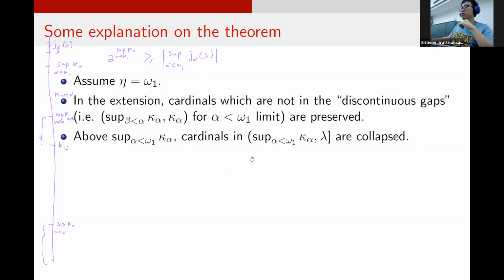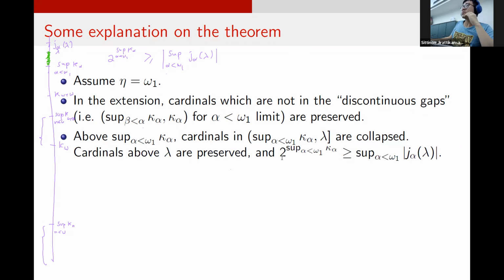Above the sup of kappa alpha for alpha less than omega 1, the cardinals between the sup and lambda, including lambda, are going to be collapsed. So the cardinals that I had labeled in green, let me see. Okay. These cardinals in this interval are going to be collapsed, including lambda. The rest above lambda, everything is preserved. And you get the failure of SCH.